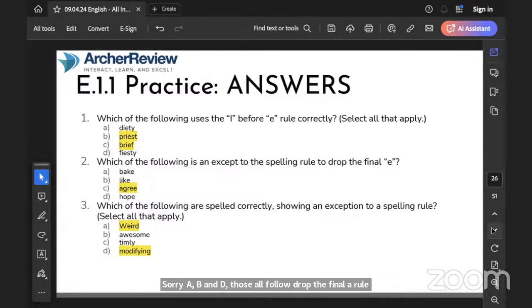C does not follow drop the final E rule. So what if you say hopeful? The E doesn't drop?